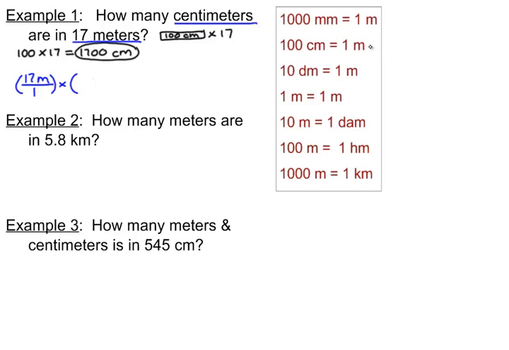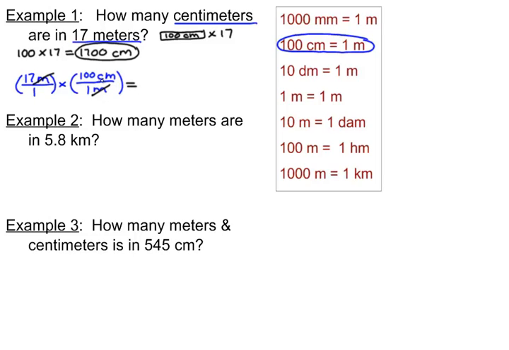We want centimeters, so I look over here and I know that 100 centimeters equals 1 meter. So I'm going to write that as a ratio, but I have to put the meters on the bottom, and I'll explain why. My ratio is 100 centimeters for every 1 meter. The reason the meters have to go on the bottom is because fractions can cross cancel. I can cross cancel the meters, and now all I'm left with are the centimeters.